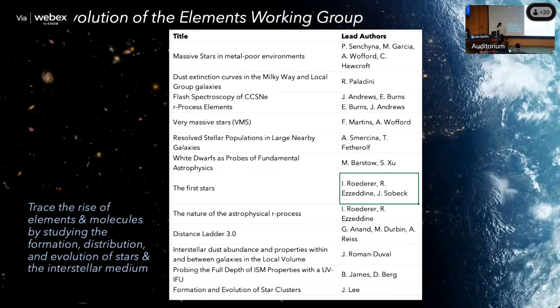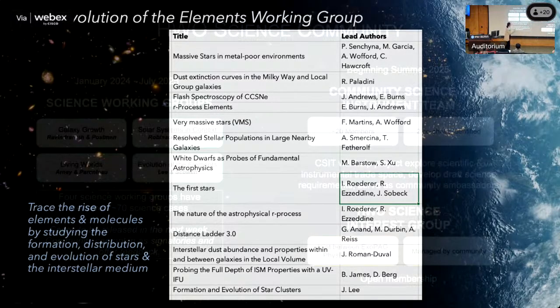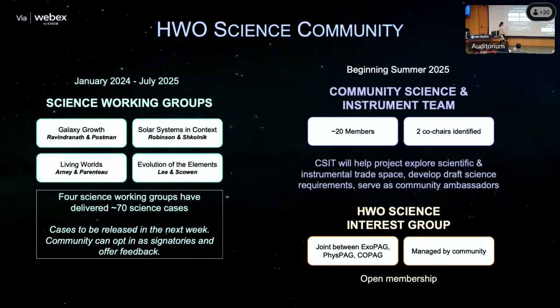I'm not going to read through this. This is an eye chart, but this is to say that there are so many science cases that have been developed over the last year and a half to inform the requirements for Habitable Worlds Observatory. And we, right now, are working on making these 70 science cases available to the entire community, for opt-in for signatories and to provide comments to the authors. And that should happen in the next week or so.